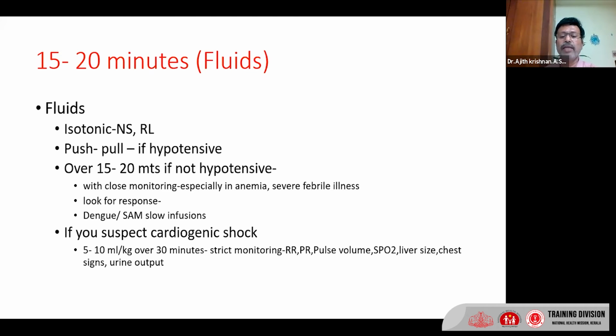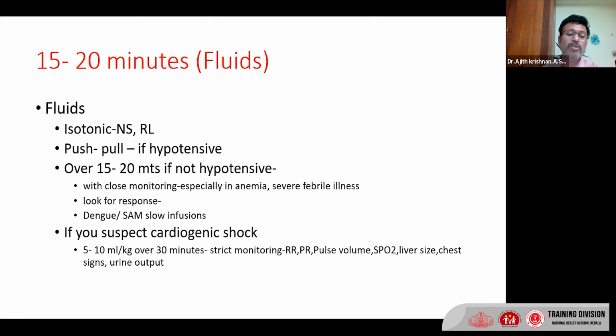So with close monitoring, mainly liver size, and whether the child is becoming more dyspneic, whether the respiratory rate is increasing, whether the pulse volume is coming up, you are getting good pulses, the periphery are becoming warm. All these things you have to monitor. You have to also look for whether the child is worsening. Sometimes the child will worsen, they become more dyspneic, especially in a cardiogenic shock. In a cardiogenic shock, if you give fluid fast without monitoring, the child may become dyspneic, the heart rate will increase, SpO2 will come down, and there will be hepatomegaly.